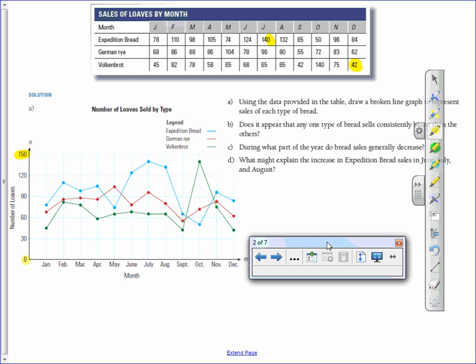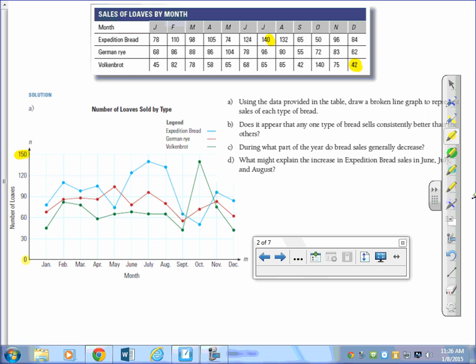Now, once you have the graph, you have to be able to answer questions about it. So question B says, does it appear that any one type of bread is more consistently sold than the other? Because these numbers represent the number of loaves that are sold. And it looks like the red one is more consistent than the blue, which goes up and then goes down and then really high and then really low. And same thing with the green. There's a big jump there. And you could make an argument that red is the most consistent.